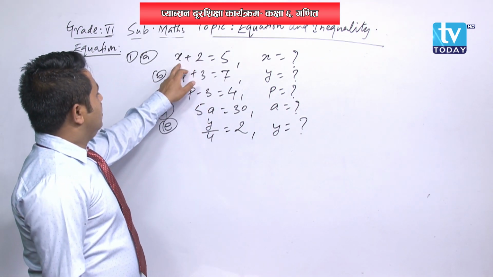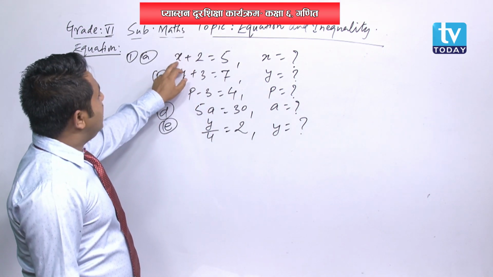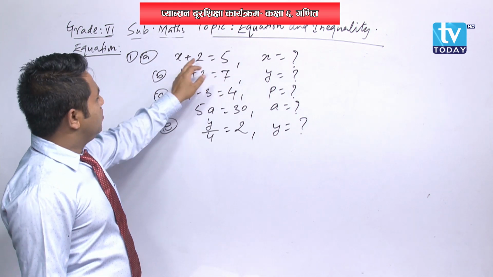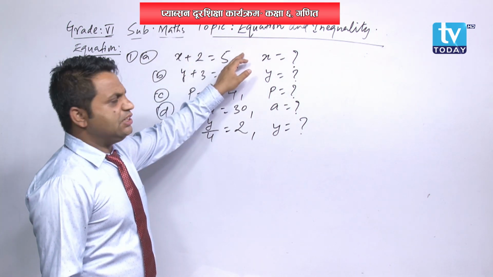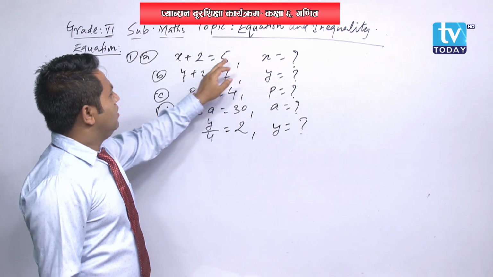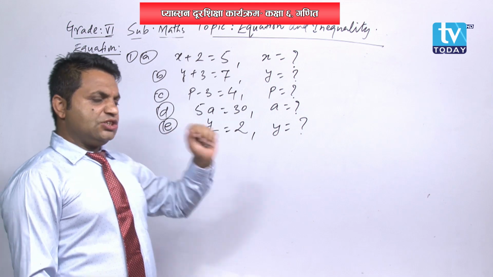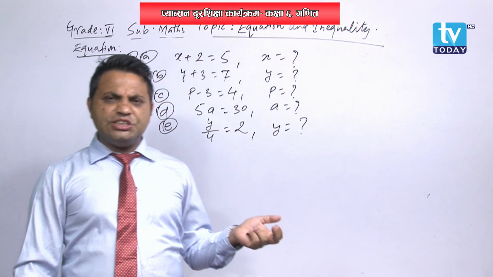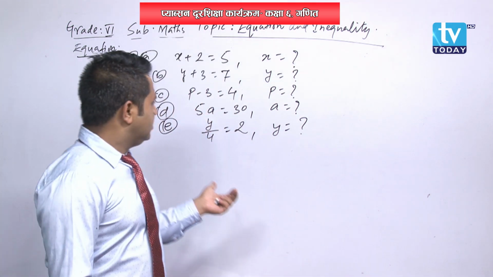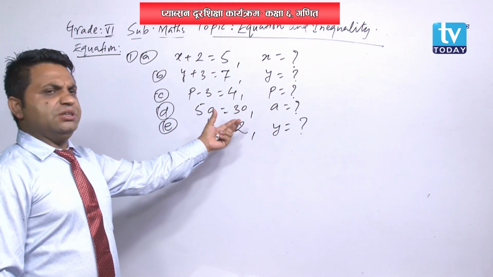In the first case, x plus 2 equals 5. Now you can find, if you take the 2 to the right hand side, then 5 minus 2 is 3, so the value of x must be 3. Otherwise you can check for x equals 1, for x equals 2, in that way also. Is that clear? You can do this yourself.